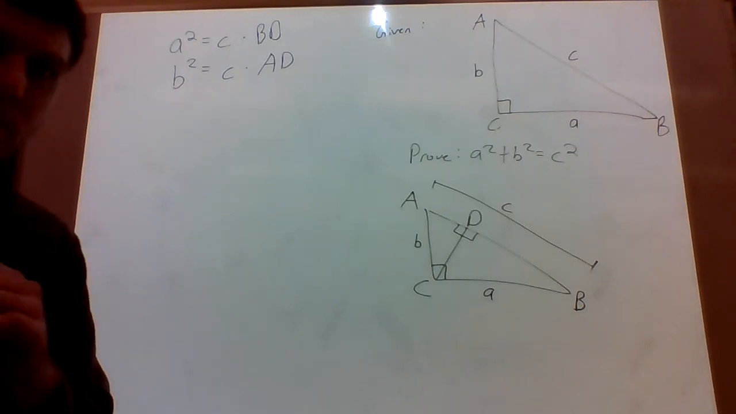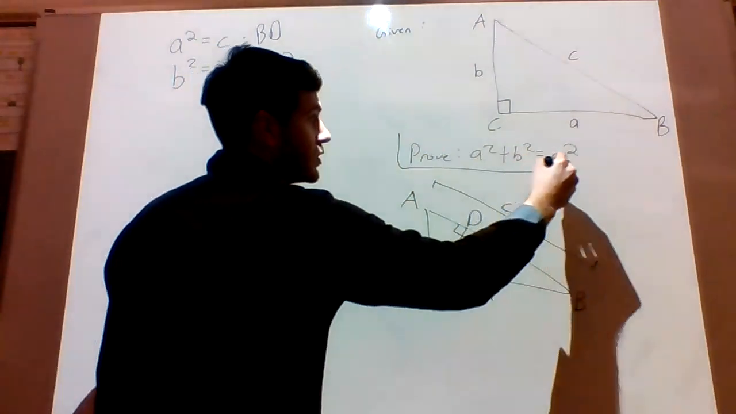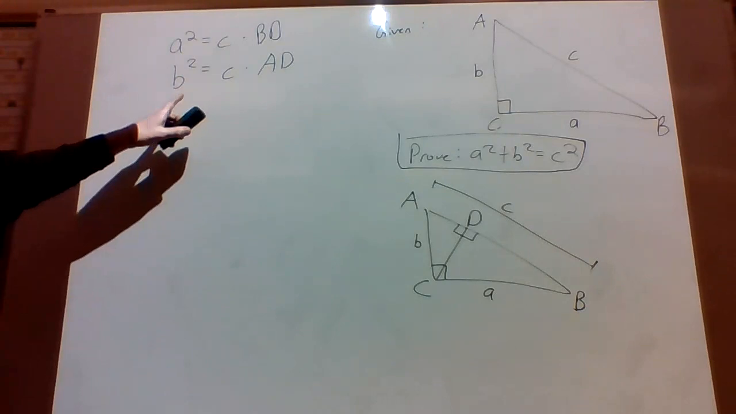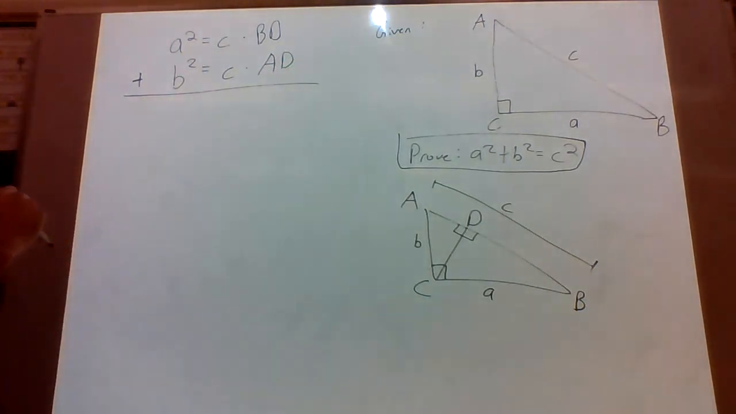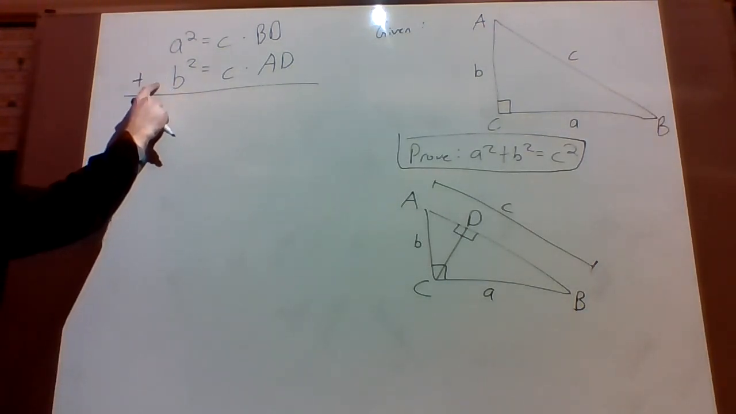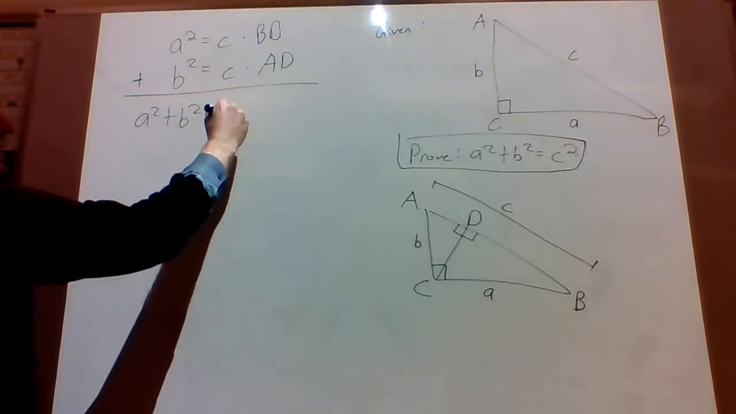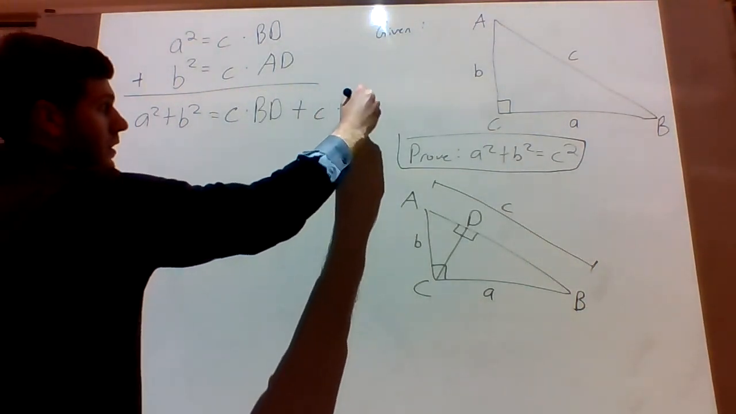All right, so what do we want to do? We know this is what we're trying to prove. So we know a squared and we know b squared. So if we add these two equations together, just like adding linear equations, you can add x plus y equals 5 to 3x plus 4y equals 6. It's the same type of thing. We have two equations, add them together. We get a squared plus b squared equals c times BD plus c times AD.